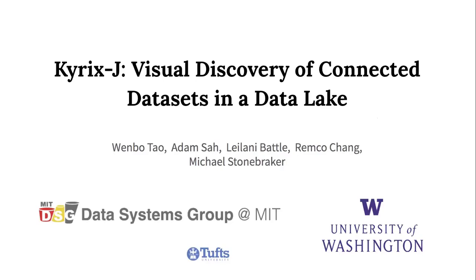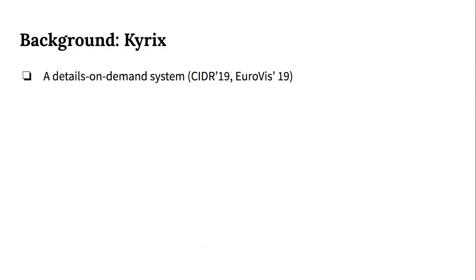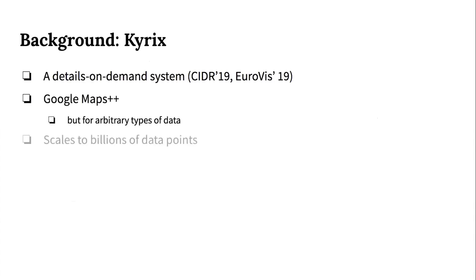Today I'm going to talk to you about Kyrix-J, which is a collaboration between MIT, Tufts University, and University of Washington. We're actually the same team who built Kyrix, the system that was initially presented in CIDR 3 years ago. And it was a details on demand system, which you can think of as Google Maps basically, but for arbitrary types of data. It can scale to billions of data points by utilizing database spatial indexes and offers a declarative language for rapid authoring.